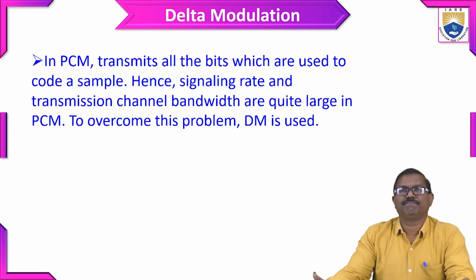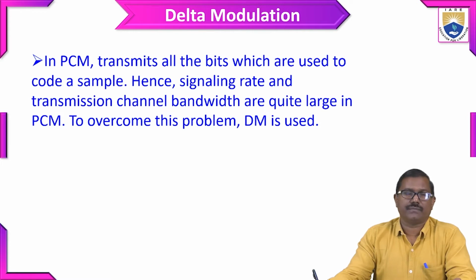The first one is delta modulation. PCM transmits all the bits used to code a sample, hence the signal rate and the transmission channel bandwidth are quite large in PCM. To overcome this problem, delta modulation is used. Why? Because in communication, channel bandwidth is very important, so we want to reduce the wastage of channel bandwidth. That's why we go for DM.